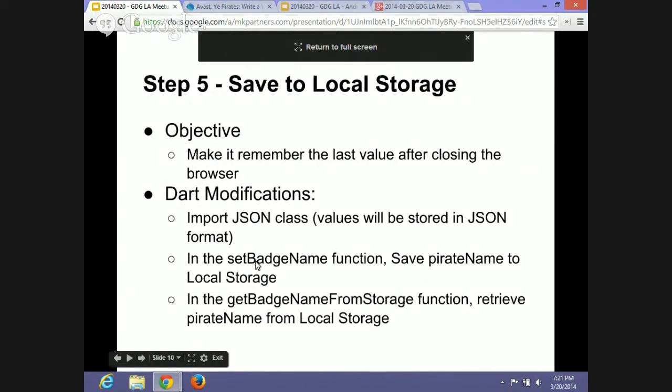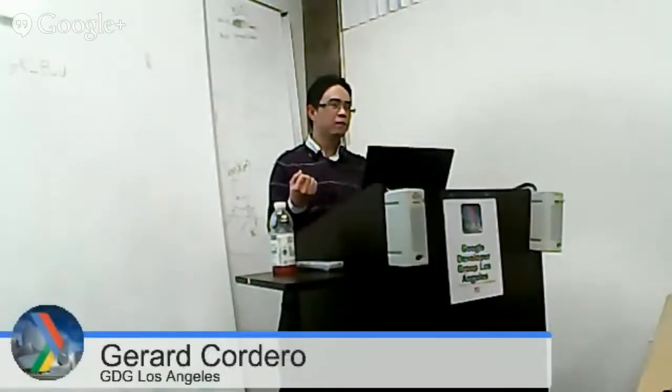And then we have a function that will retrieve the pirate's name from local storage upon page load. And also we have one that will retrieve it. No, first one is to set. So when you type something in, it will save it to local storage. And then we have a get function to retrieve it upon page load.